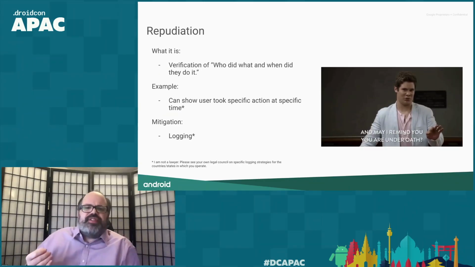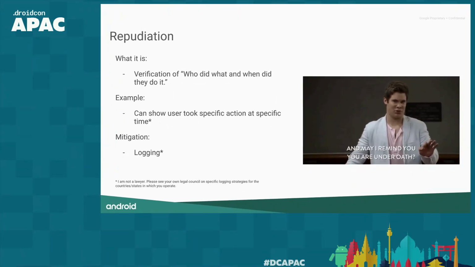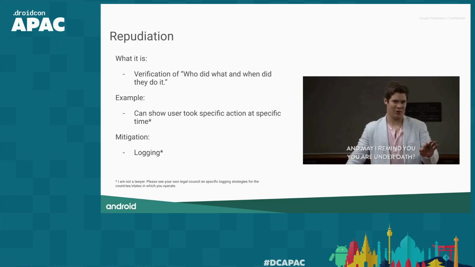Repudiation can be thought of as the 5 whys of journalism. Who took the action? What was the action? Where did the action take place? How did the action take place? Was it an interactive command? Was it a cron job? Was it a user? And when did the action occur? This is often accomplished by sending logs and telemetry to a centralized and well-protected service.